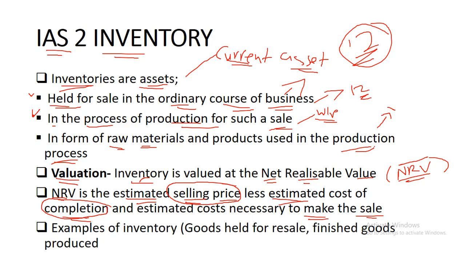So the selling price, then less the cost of completion, or rather of completing the sale, and then the estimated cost necessary to make the sale.